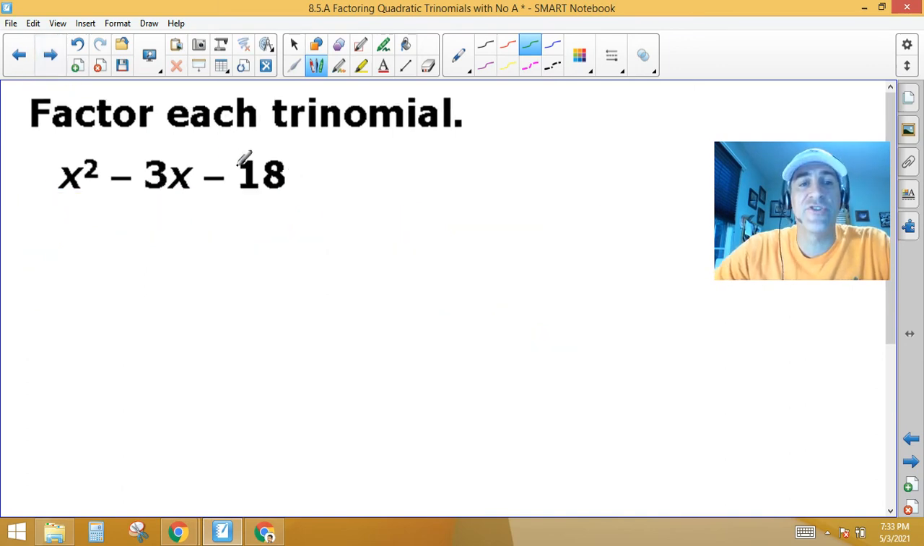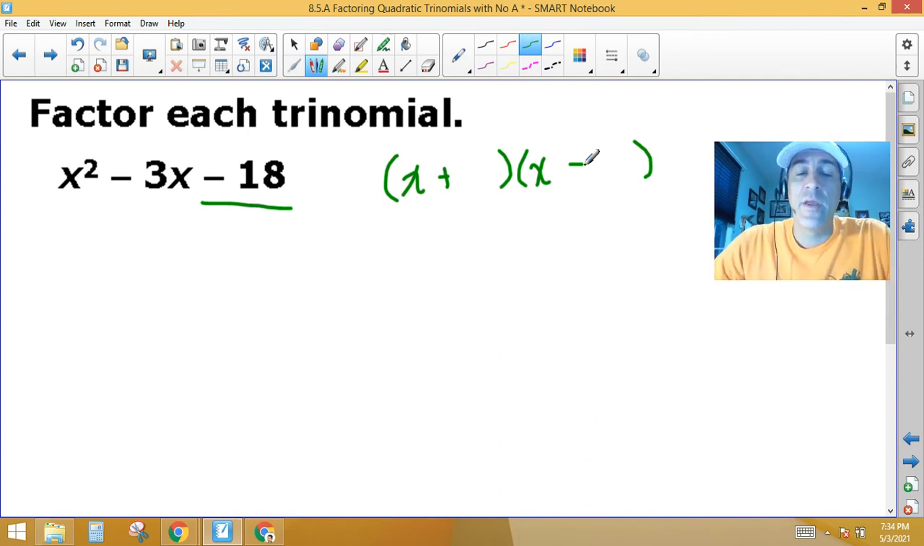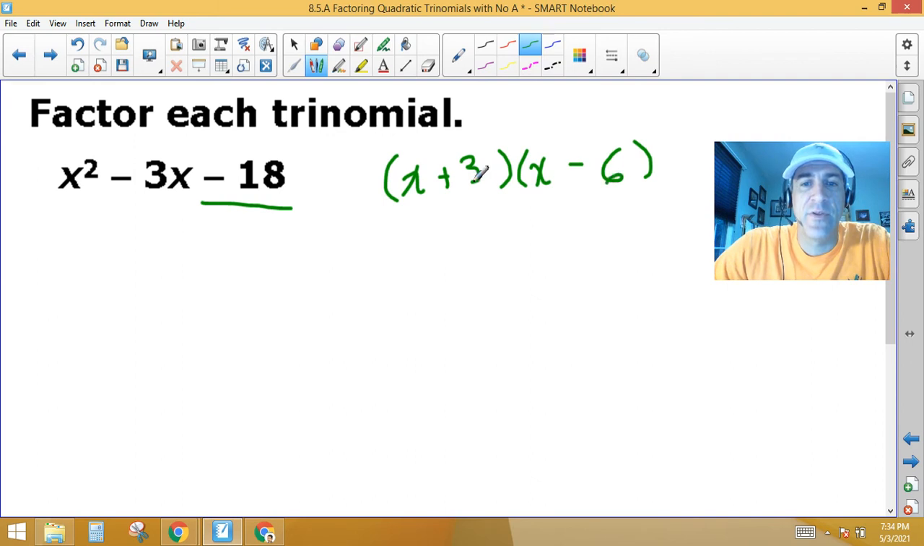All right, you give it a shot. I'll give you a hint. My hints are always so helpful. It will be x here and x here. Because this is negative 18, one of these will be plus and one of them will be minus. Give it a shot. Take your time. Hopefully you got that it was x plus 3 and x minus 6, because 3 times negative 6 gives me negative 18, and positive 3 and negative 6 added together gives me negative 3.